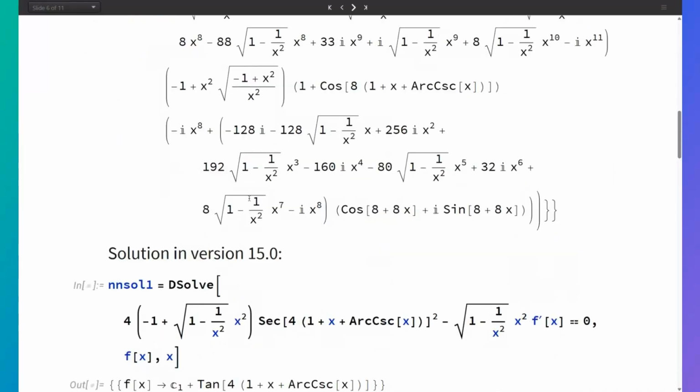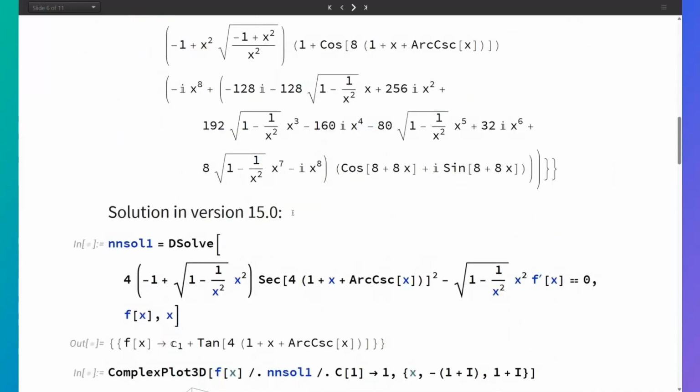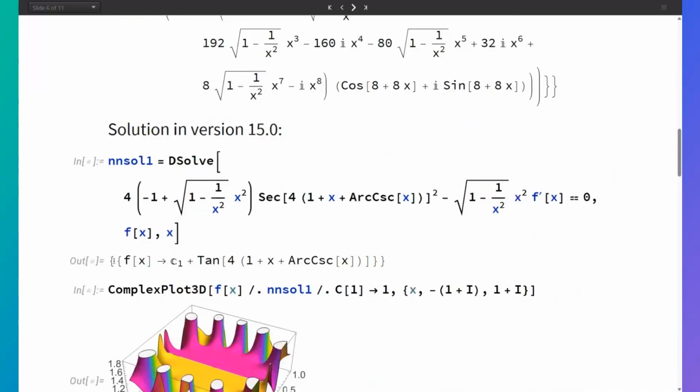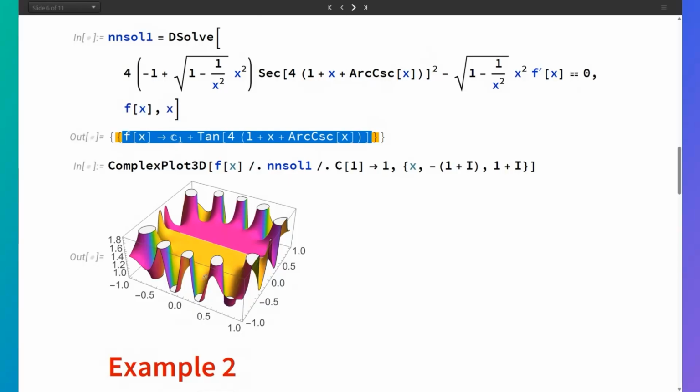But as you can see here, in version 15.0, we get a very nice, very simple and short solution for this equation, obtained using neural networks. And here is the complex plot of the solution.